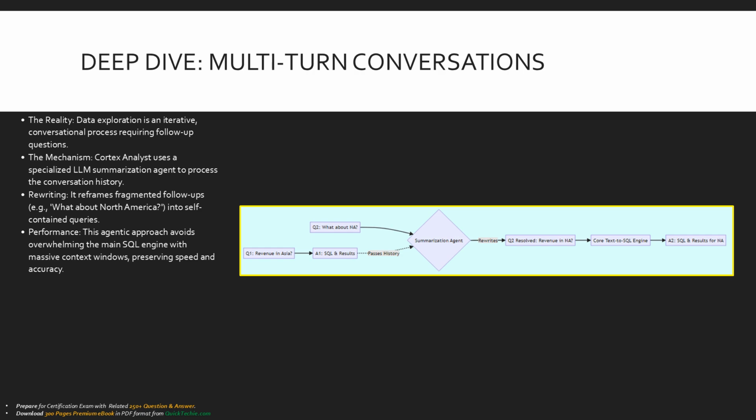Let's track a multi-turn conversation visually. The user asks Q1 about revenue in Asia and receives answer 1. They then ask a vague follow-up, Q2, "What about NA?" The REST API passes Q2 along with the conversation history into the summarization agent. This agent merges the context, explicitly rewriting the prompt into a resolved question, "revenue in NA." By the time the prompt reaches the Cortex to SQL engine, it is a perfect, standalone request. This guarantees the SQL generated for A2 is flawlessly targeted at the North American region.